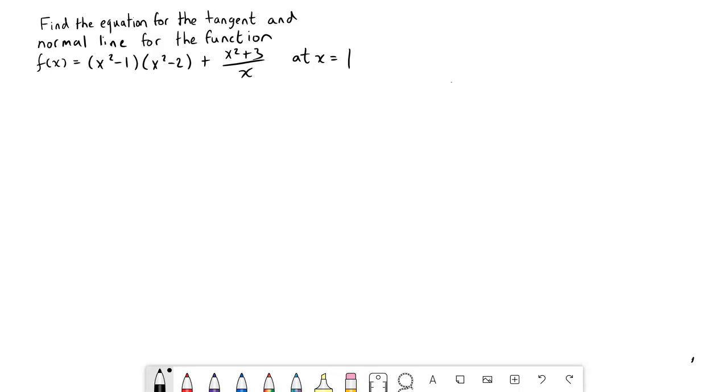Alright, so what I want to do in this video is find the equation for the tangent and normal line of that function. It's like a product and a quotient. It looks like it's a lot, and we want to do it at x equals 1.